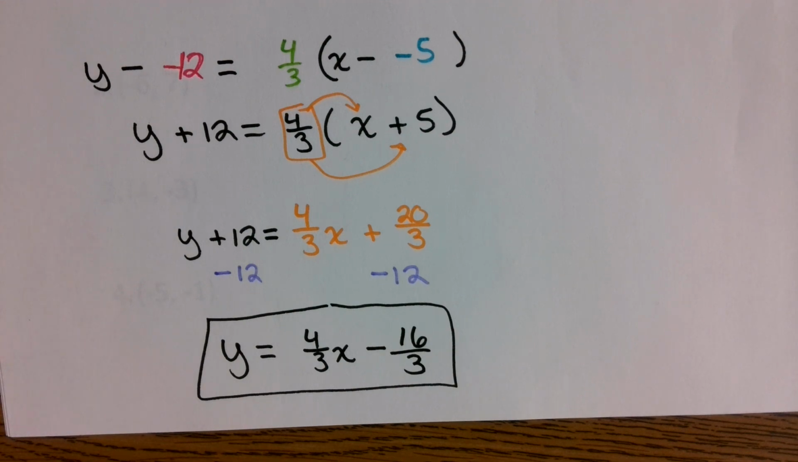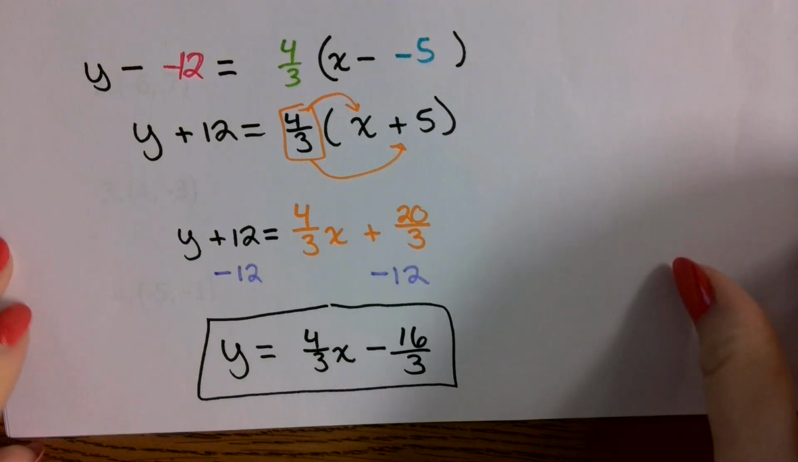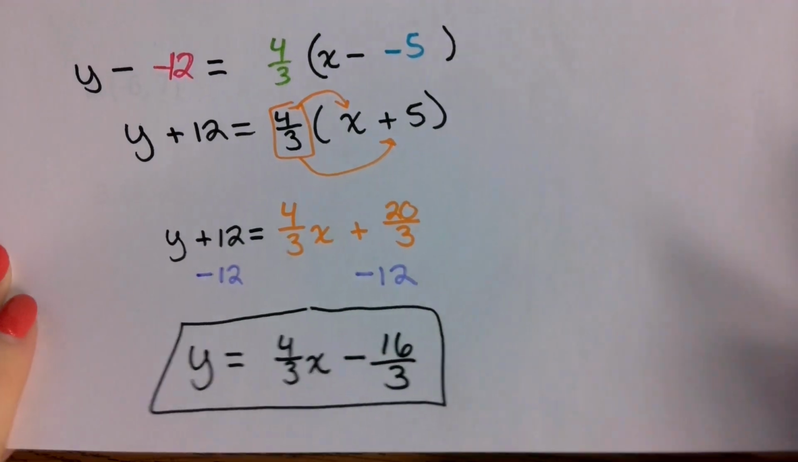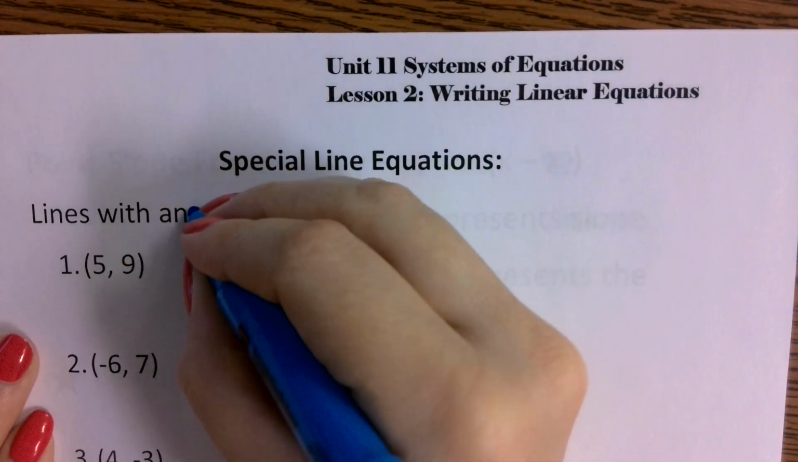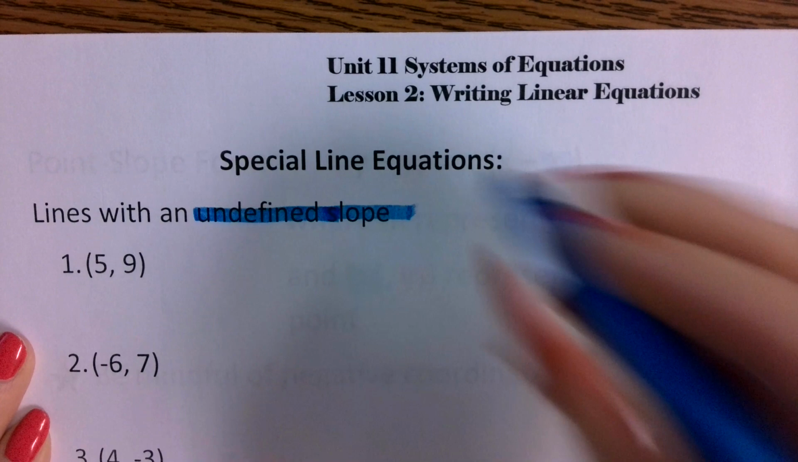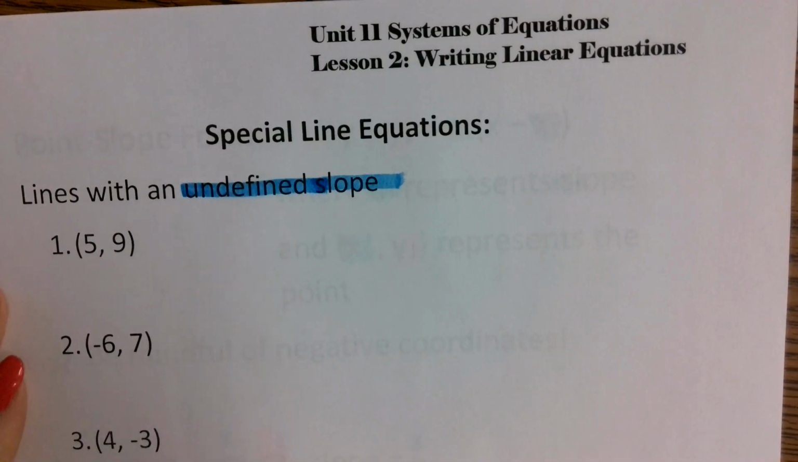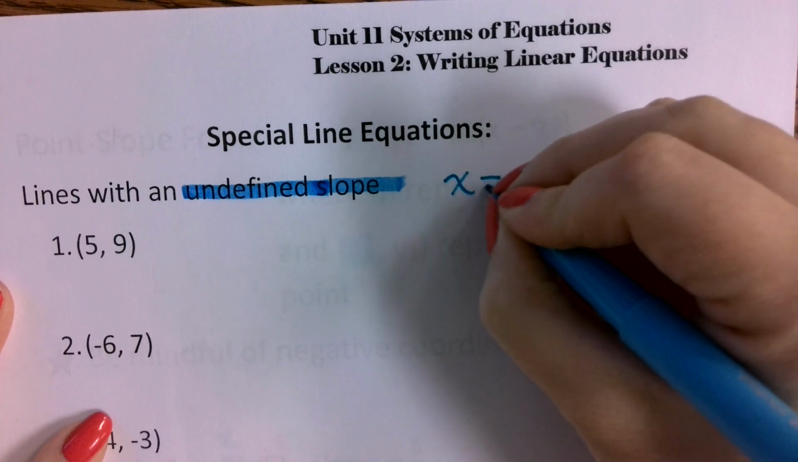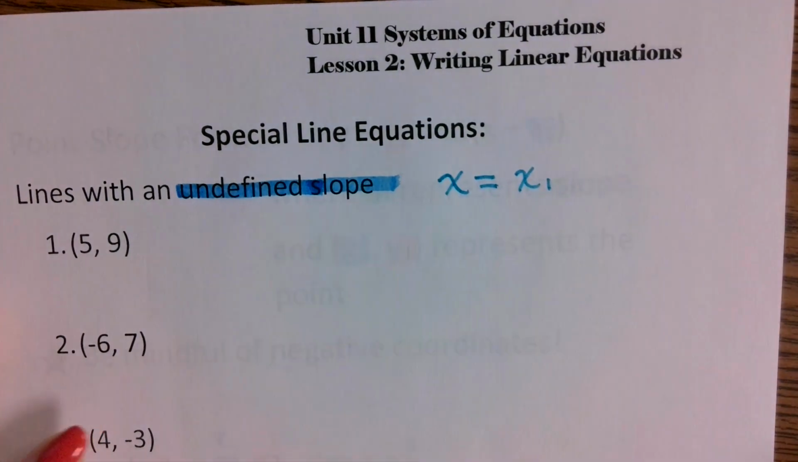Okay? All right, the last thing I want to talk to you guys about are our special line equations. Those are the equations that involve slopes that are not positive slopes or negative slopes. However, they are zero slopes or undefined slopes. Those are special equations, but they're very simple, very quick, and easy to go over. So let me go ahead and turn the page. If we are dealing with an undefined slope, what we're doing is creating an equation that is x equals whatever your x1 coordinate is.